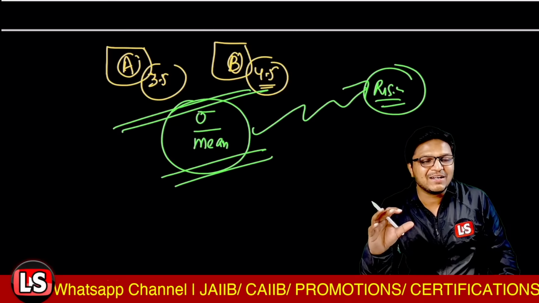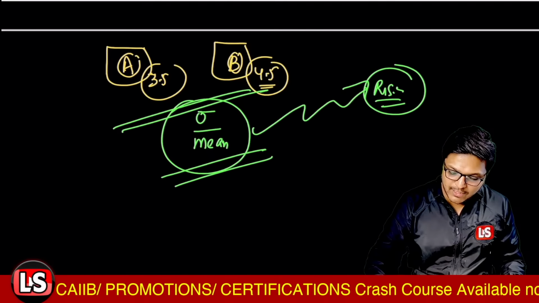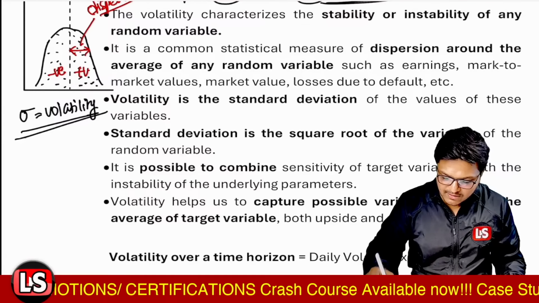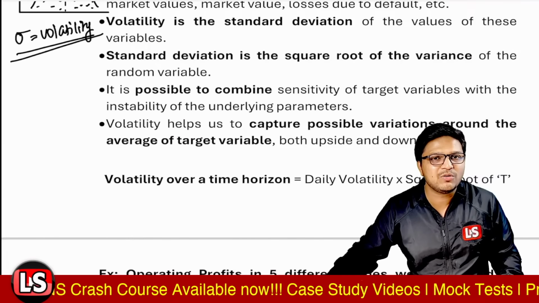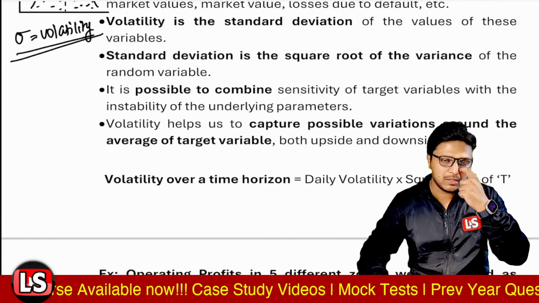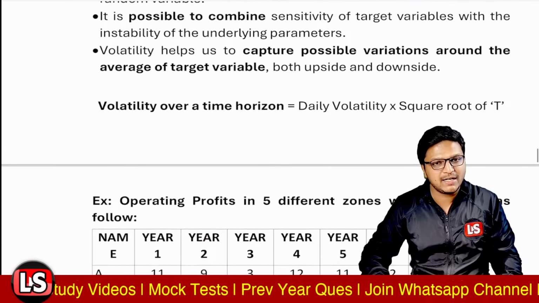But let me just tell you that this particular chapter is very much important from Module B. So that's the concept related to volatility. I hope that this particular concept is clear to you all. After that, there is one particular formula that you need to memorize, and that is volatility over a time horizon.